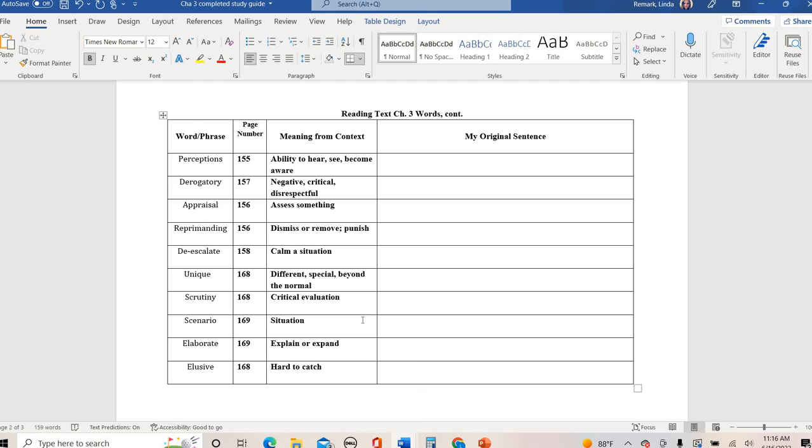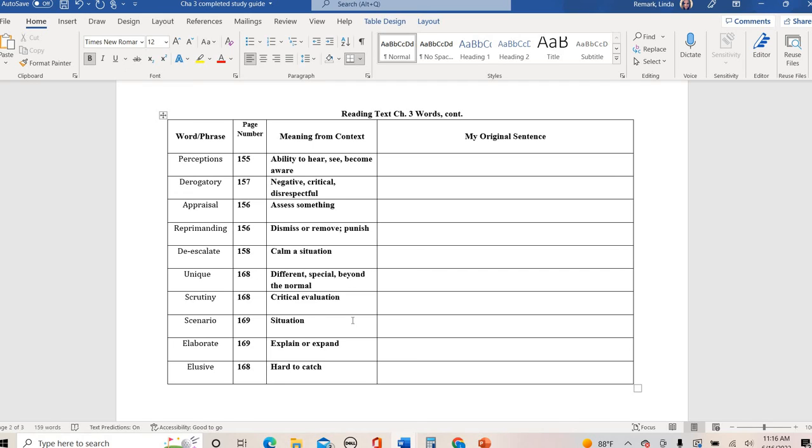Unique means to be different. So special, maybe it's not quite normal. It's not what you see every day. It's unique. Scrutiny, if you scrutinize something, you are putting it under a harsh microscope, a very critical evaluation of something to scrutinize. Scenario is just another word of saying a situation. What's a scenario? What's a situation? What are the circumstances surrounding this?